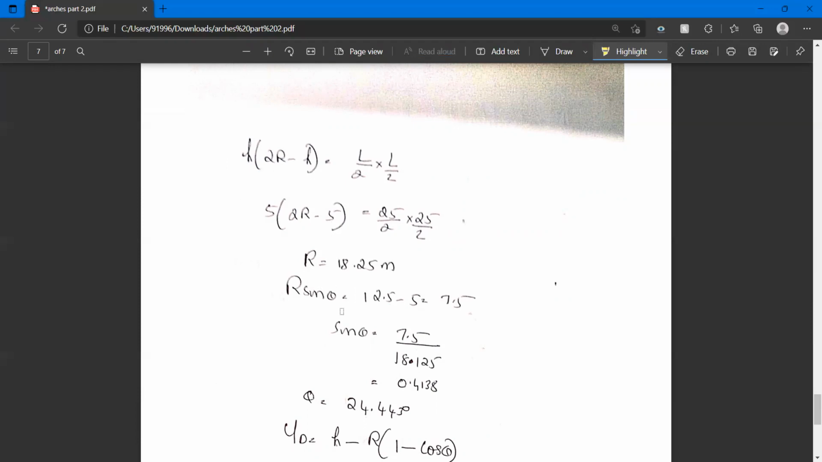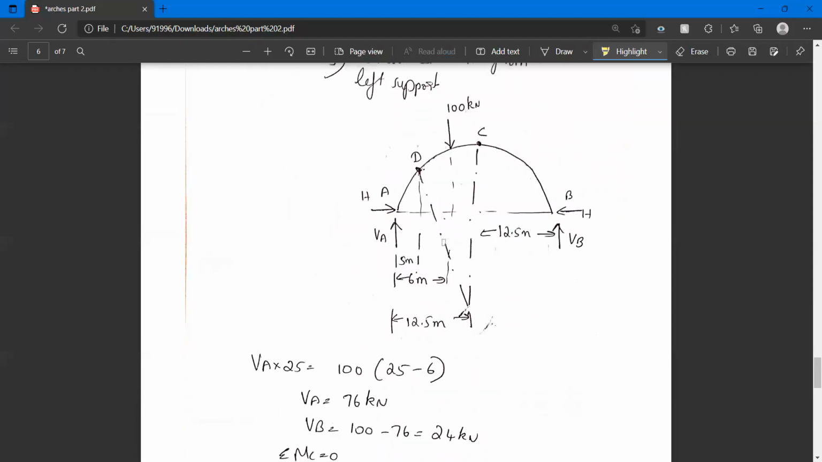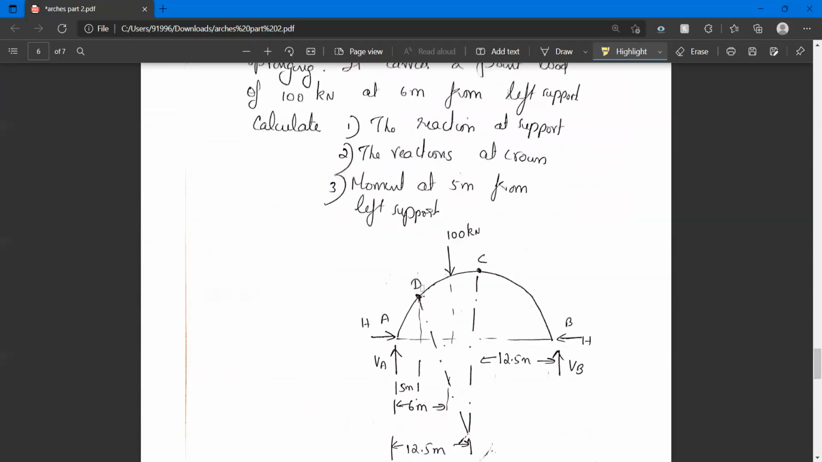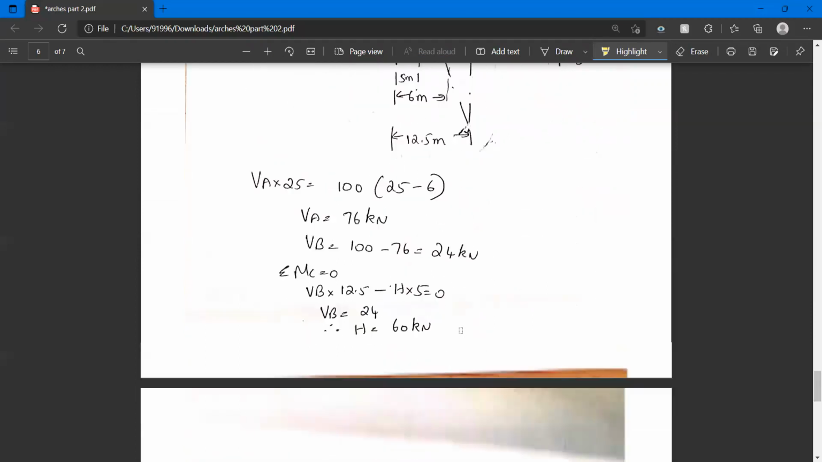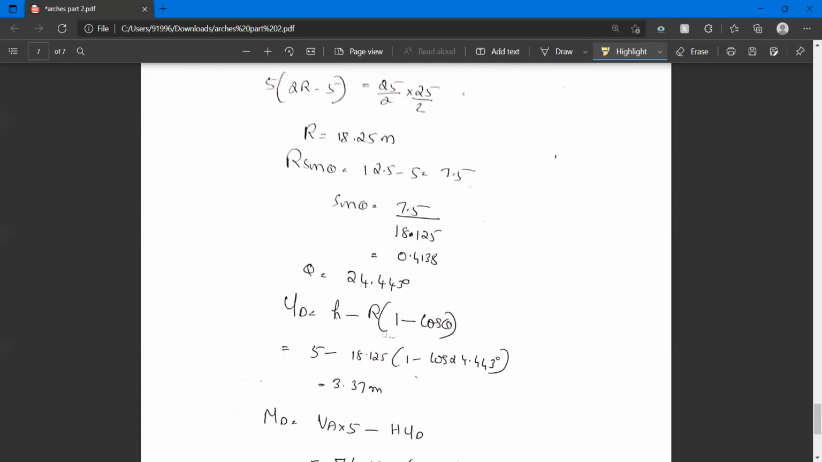Now you know that R sin theta. R sin theta is equal to what? R sin theta is equal to R into sin theta. Okay. R sin theta equal to distance from D towards the center line. Distance from left to D is 5 meters. So distance from B towards the center line is 12.5 minus 5. Okay, that is 7.5. That is R sin theta. Using that property, you can find out sin theta, and subsequently you can find the value of theta.